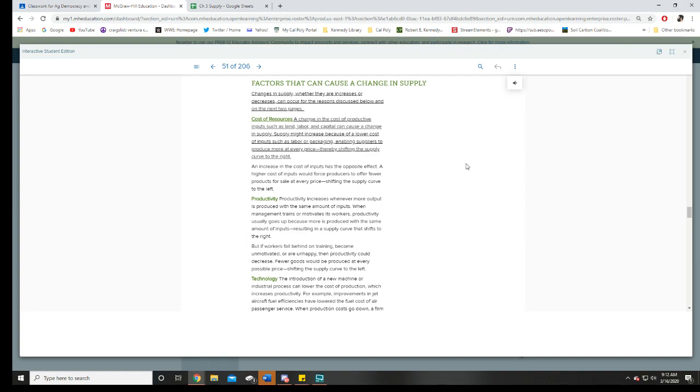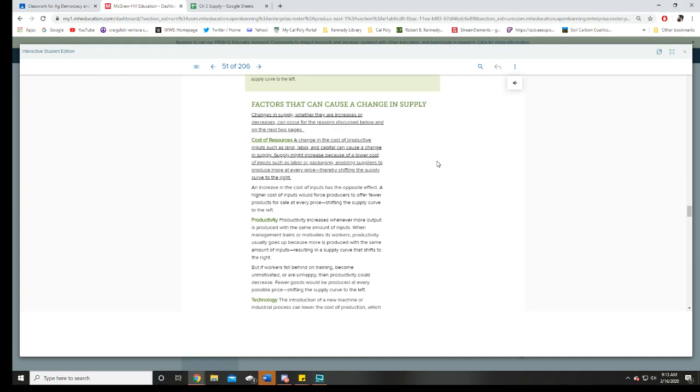But the same thing if it becomes a little bit cheaper. Let's say a resource becomes cheaper, then you are like, wow, it's so much cheaper to produce this stuff. I should take advantage of these cheap prices to produce toilet paper. So I'm going to produce a lot more toilet paper. Therefore, you would see a supply shift to the right.